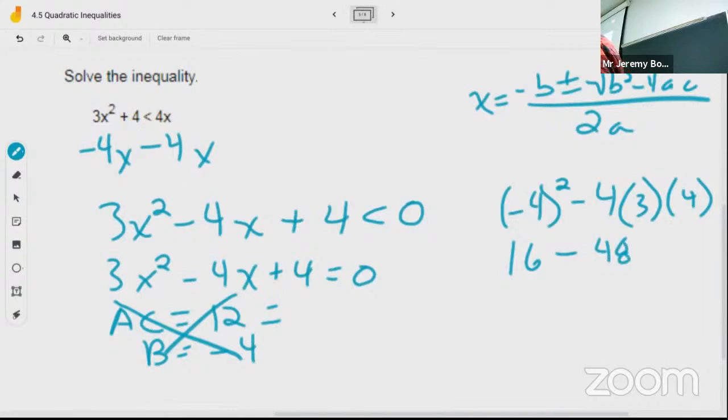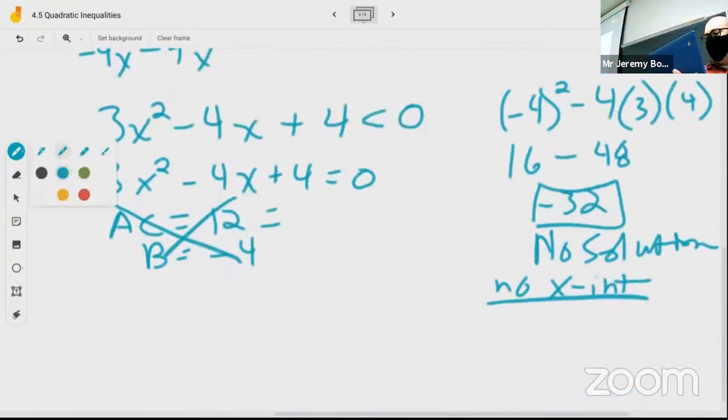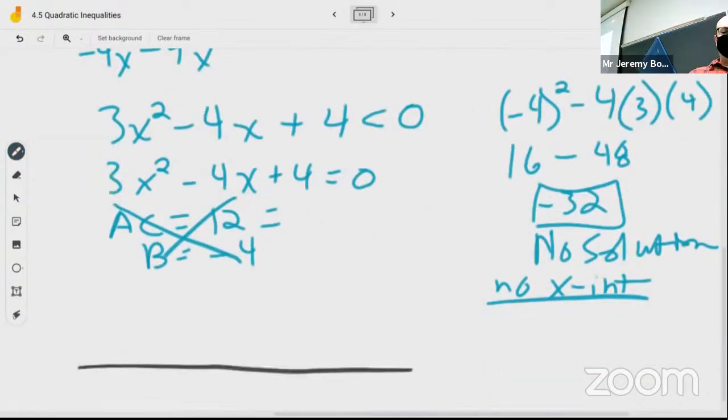This is going to be what? Negative 32, which tells me what? Those solutions. So that means I have no x-intercepts. So it never crosses the x-axis. We can still draw that though. That's my x-axis. It never touches the x-axis.